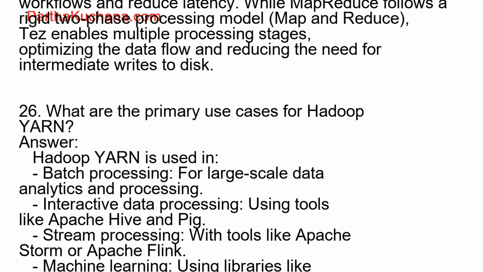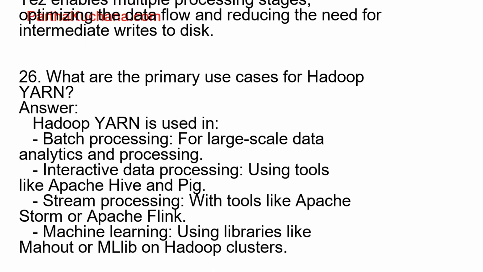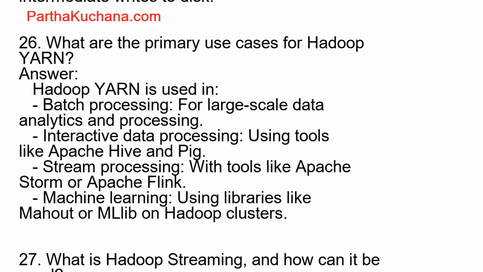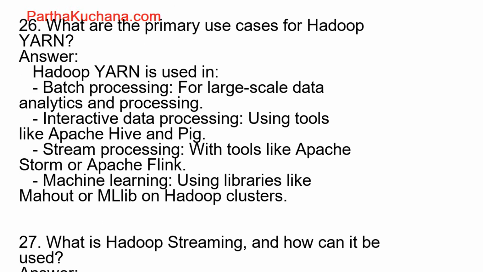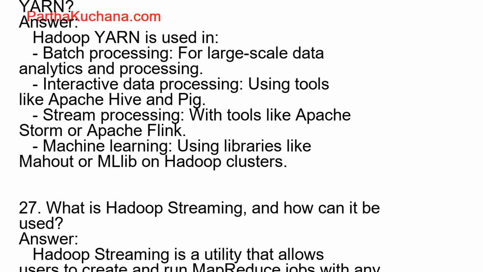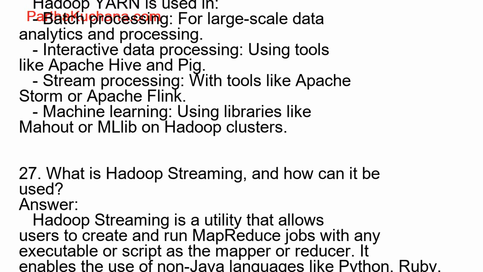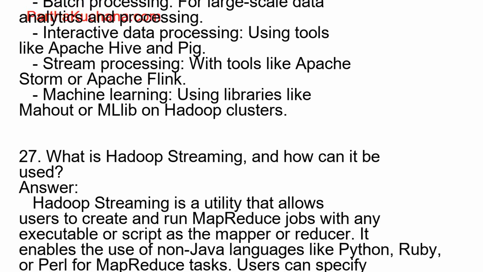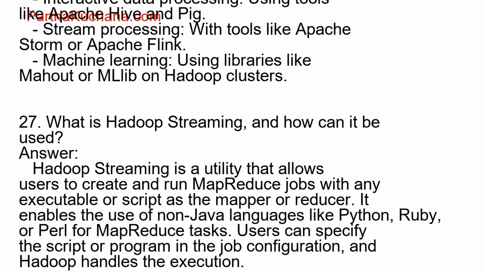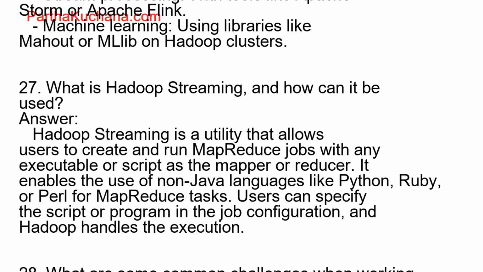28. What are some common challenges when working with HDFS? Answer: Common challenges include handling small files. HDFS is optimized for large files, and many small files can overwhelm the name node's memory. Data corruption: although rare, hardware failures can lead to data corruption, which HDFS handles with replication. Node failure recovery: when nodes fail, HDFS needs to re-replicate blocks to maintain the replication factor, which can add to network traffic.